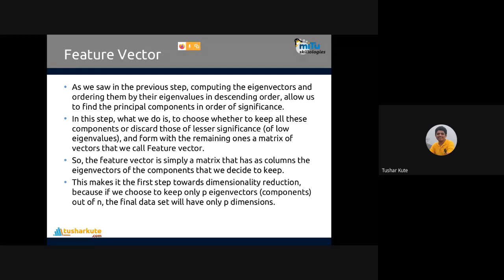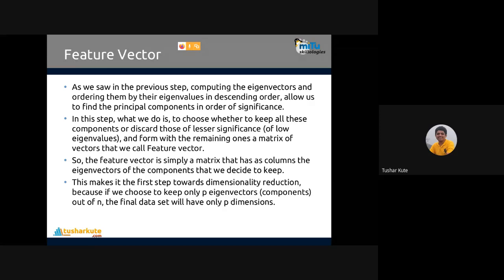the final step, the feature vector, is created. As we saw in the previous step, computing the eigenvectors and ordering them by eigenvalues in descending order allows us to find the principal components in order of significance. In this step, we choose whether to keep all these components or discard those with low eigenvalues, which are less significant, and form a matrix of the remaining vectors called the feature vector. The feature vector contains the elements with the highest information. It is simply a matrix that has as columns the eigenvectors of the components that we decide to keep.